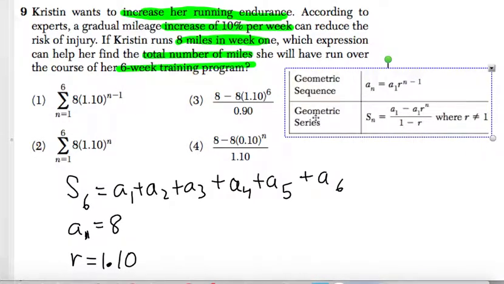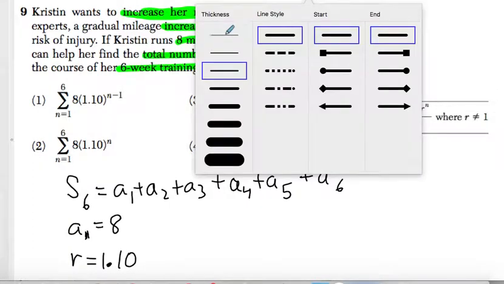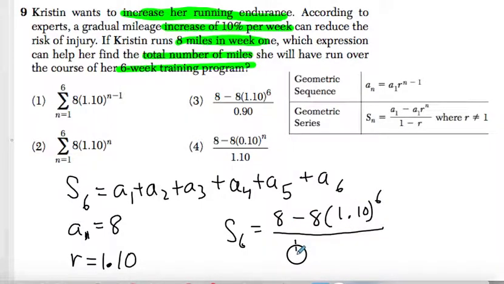Okay, and we're going to start with the series formula, right? So if I use the geometric series formula, that's the sum of the terms of the sequence. N is 6, so I want S of 6 equals a1, the number of miles run in week 1, which is 8, minus a1, which is 8 again. The ratio is 1.10 to the n power, but that's 6, all over 1 minus the ratio, which is 1.10.